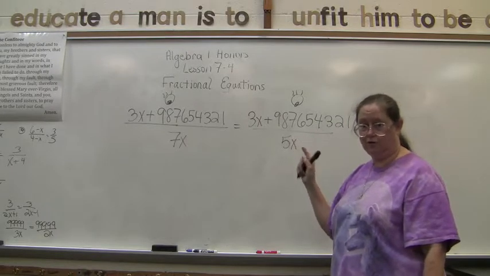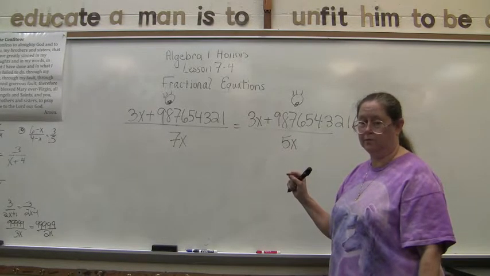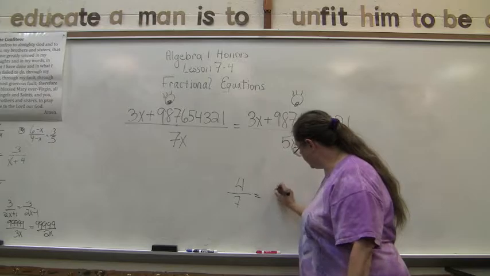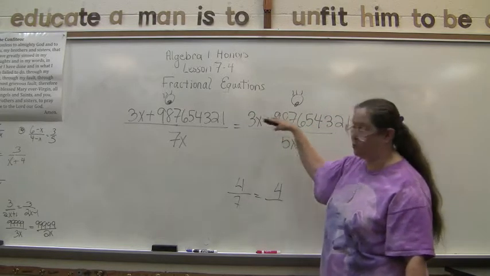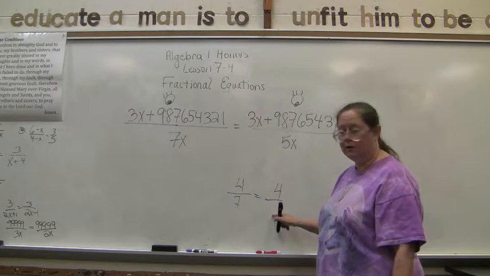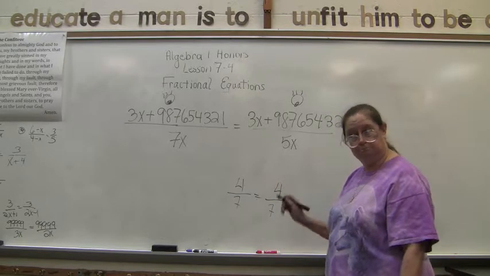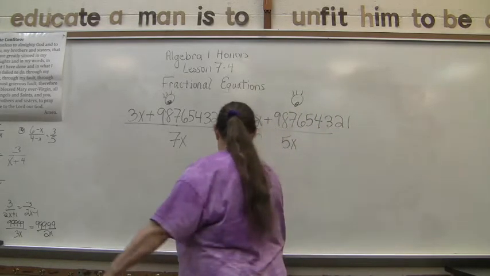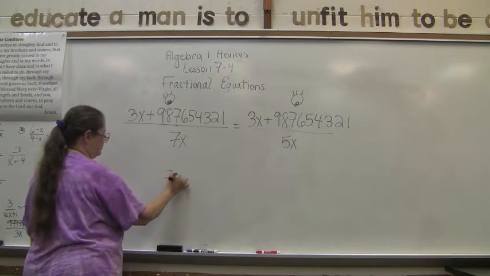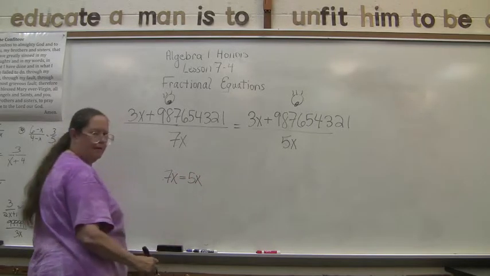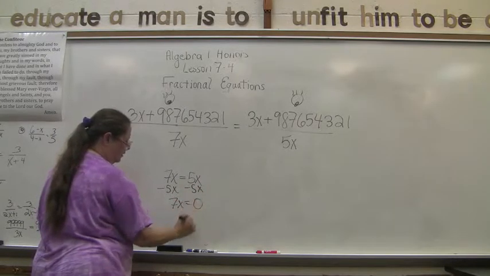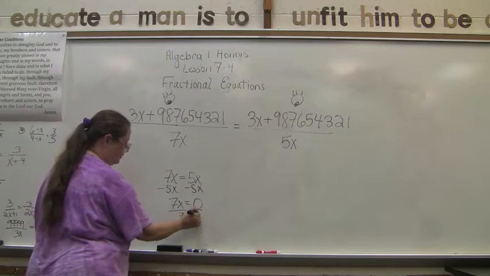Which means that if I have two fractions and their numerators are equal, like they are here, they're more complicated, but they're equal, the only way that the two fractions can be equal is if their denominators are the same. Well, let's see if we can make the denominators the same. So I can ignore the numerators because they're exactly the same. And I say 7x equals 5x. Subtract 5x from each side. 7x equals 0. Divide by 7.